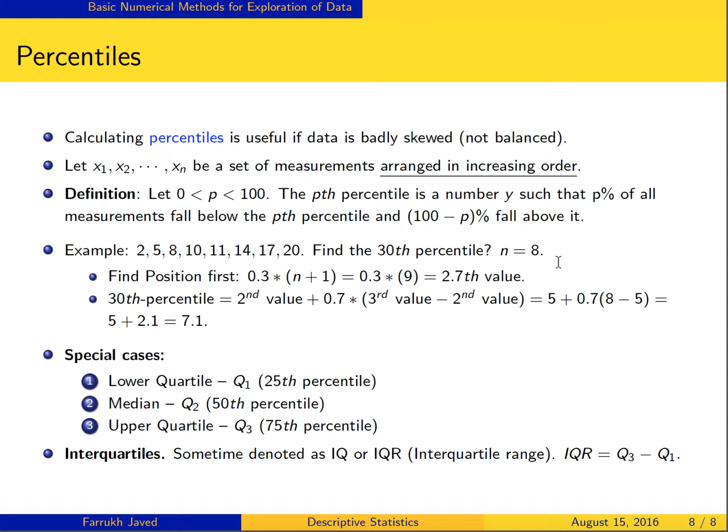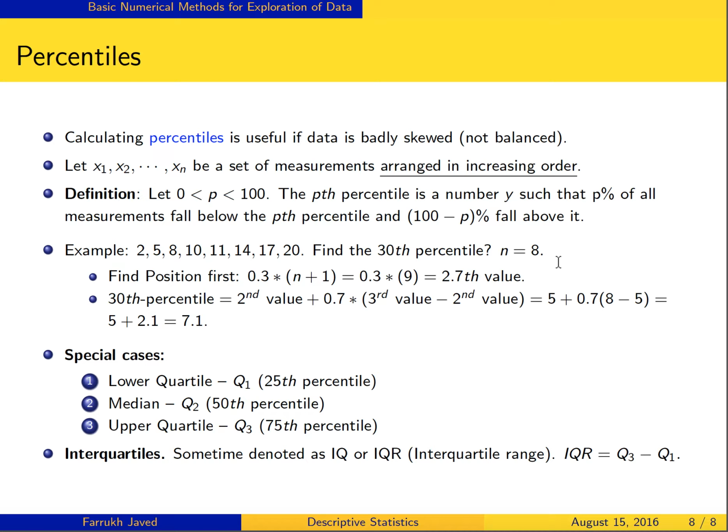Special cases: sometimes we are interested in the lower quartile. We call it the lower quartile because it is a quartered value, in other words the 25th percentile. We denote it by Q1, the median by Q2, which is the 50th percentile, the middle value, and the upper quartile by Q3, which is the 75th percentile, right? These are the three measures we use a lot in graphical representations as well, and you will see soon how they can be used and how important they are for many analyses of data.